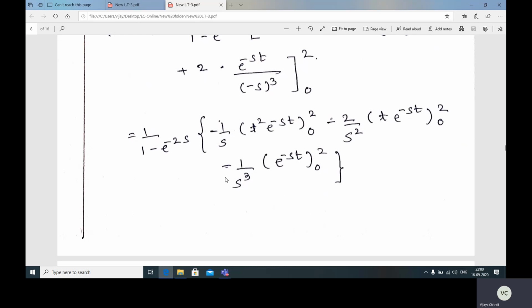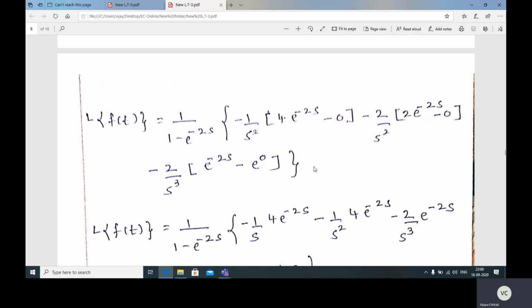And third term, minus 1 upon s cube, e raised to minus st, in place of this t, 2: e raised to minus 2s minus e raised to minus 0. E raised to minus 0 is 1, right? So I have written here. So we'll get here 1 upon 1 minus e raised to minus 2s into bracket minus 1 by s 4 e raised to minus 2s minus 0, minus 2 by s square 2 e raised to minus 2s minus 0, minus 2 divided by s cube e raised to minus 2s minus e raised to 0.